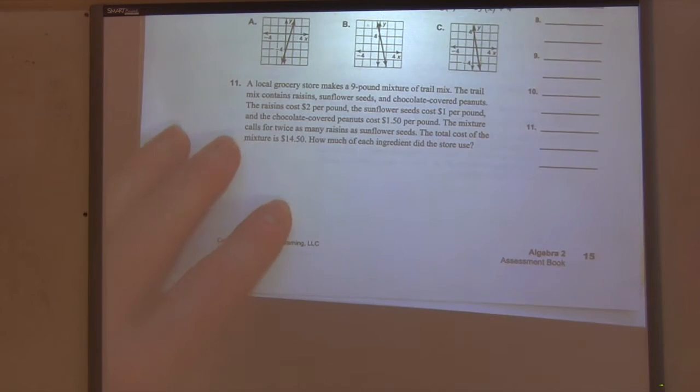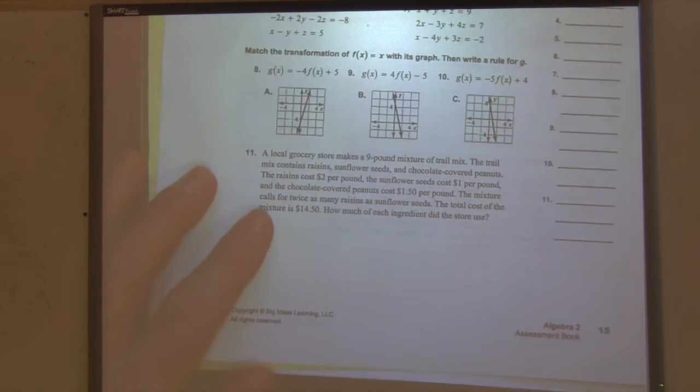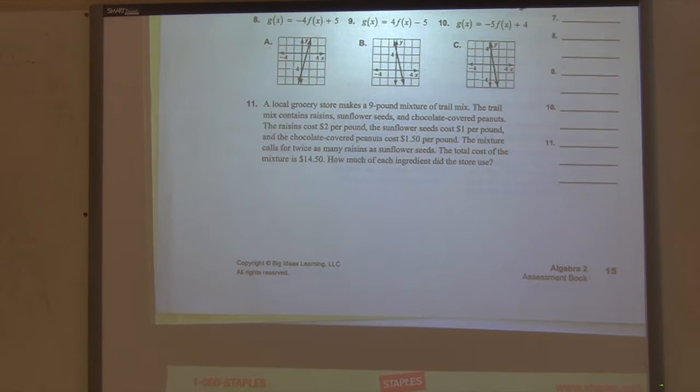Number 11 is a story problem. It's just like 4, 5, 6, and 7. What I would recommend with story problems is that you read through the problem. So in this case, it says a local grocery store makes a 9-pound mixture of trail mix. The trail mix contains raisins, sunflower seeds, and chocolate-covered peanuts.